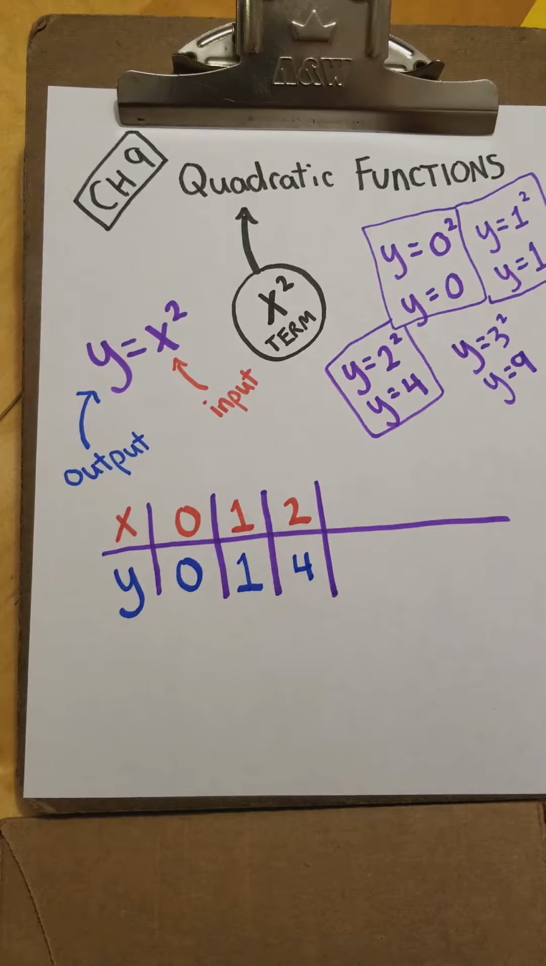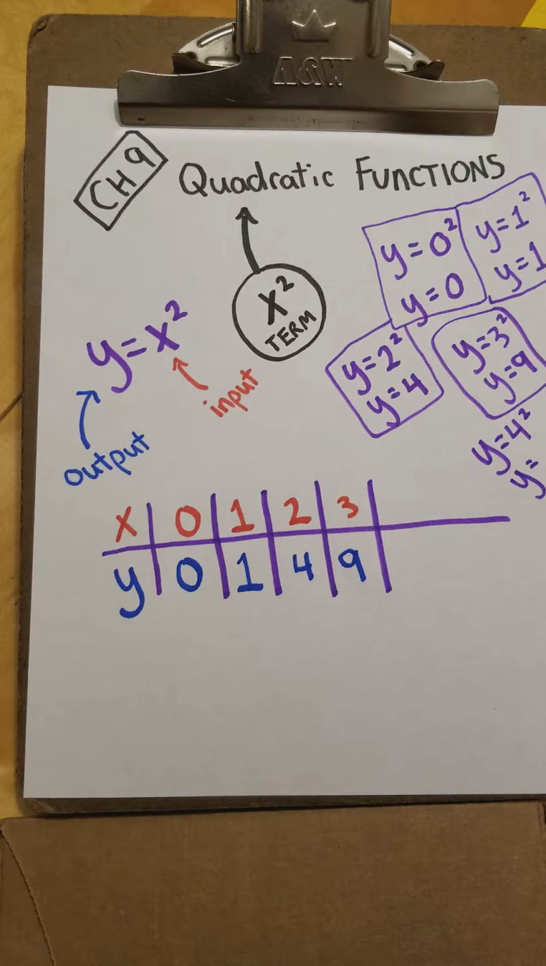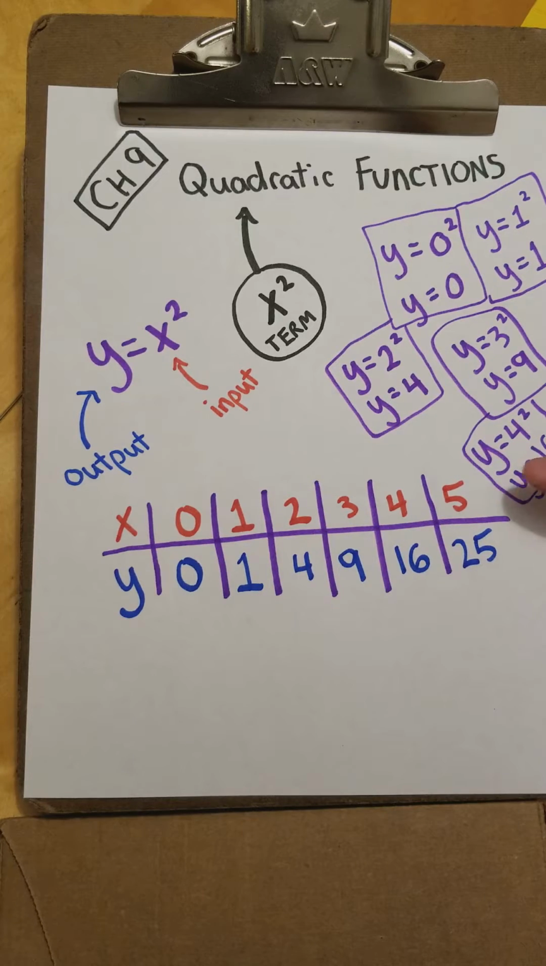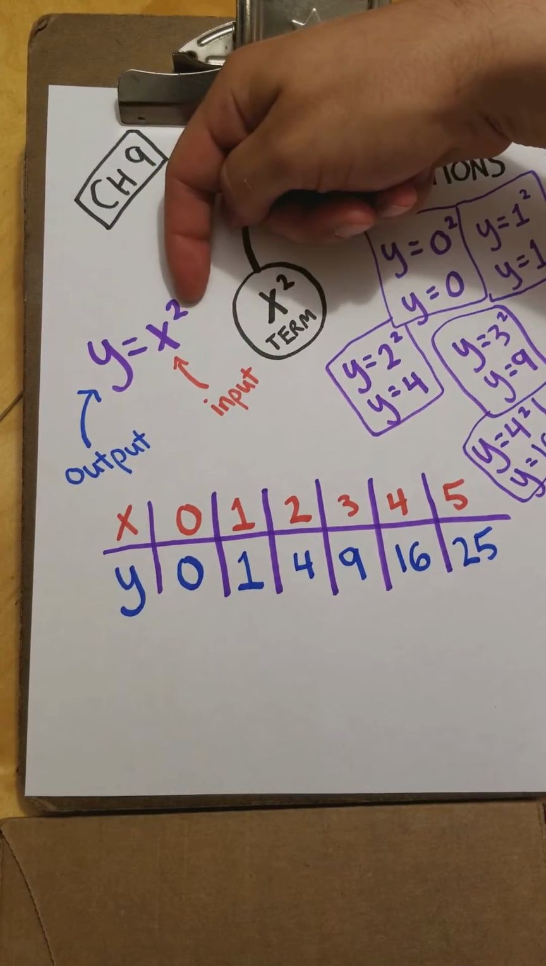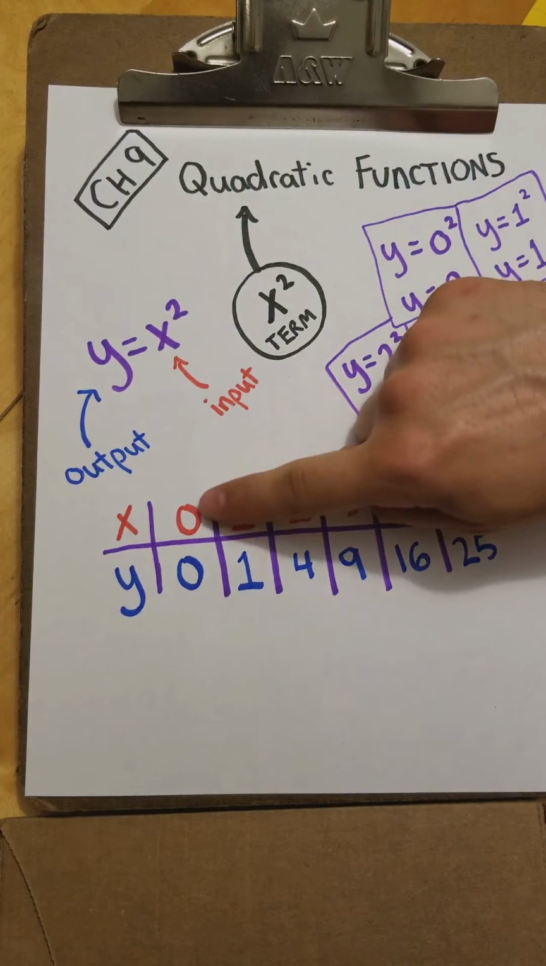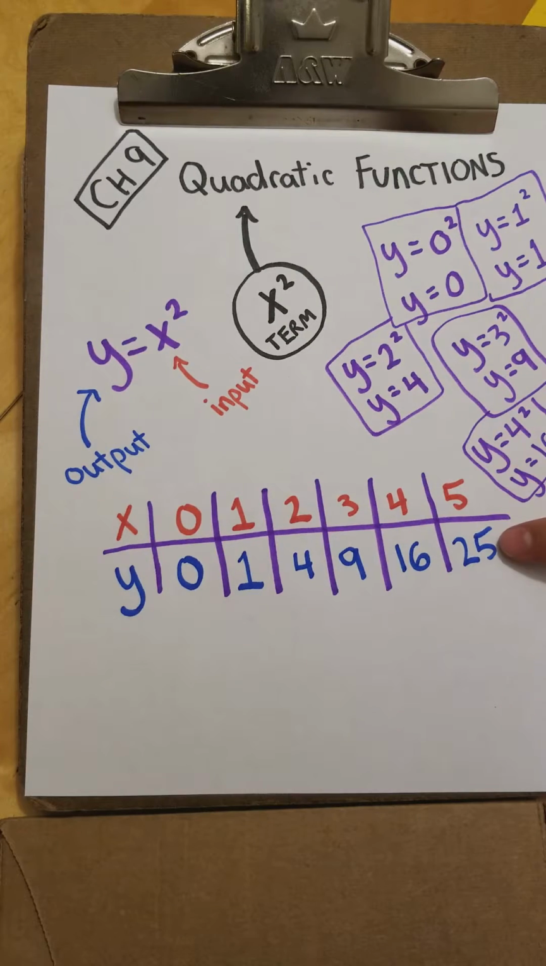When x equals 3, y equals 9. When x equals 4, y equals 16. And hopefully you can see the pattern from here. What will y be if x equals 5? Y will be 25, because 5 times itself is 25. For every input we put in, we square it, and that gives us the output. You square all of your inputs, and you end up with your outputs.